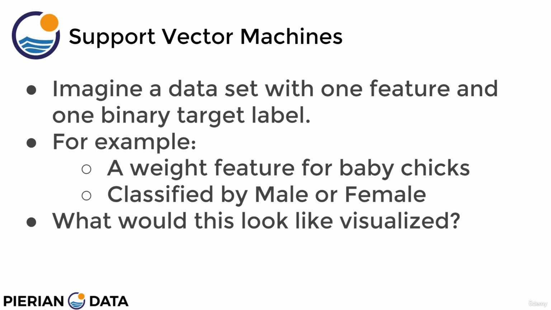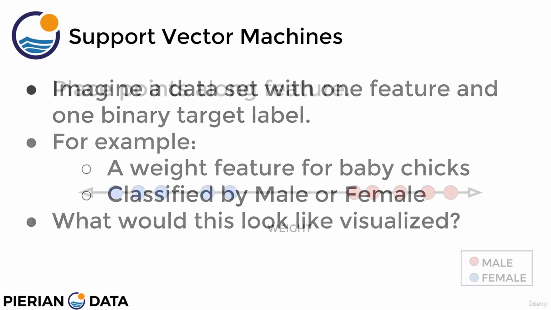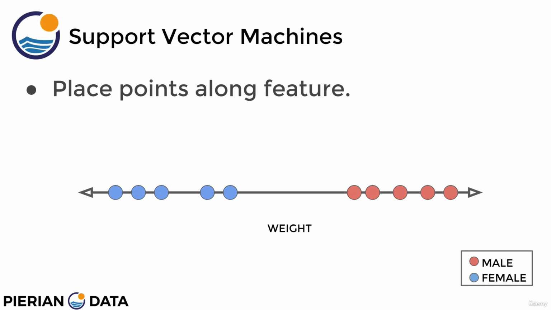Let's start off with a very simple example. Imagine a dataset with 1 feature and 1 binary target label. So we can go back to that baby chicks example we talked about earlier, where we have a weight feature for baby chicks, and depending on how much they weigh, we classify the baby chick as male or female. What would this look like if we actually visualize this feature? Well, we would simply place the points that we already know the labels of along this feature. We can think of this as our training dataset, where we have a single 1-dimensional line representing weight, and we have some points classified as male and some points classified as female.